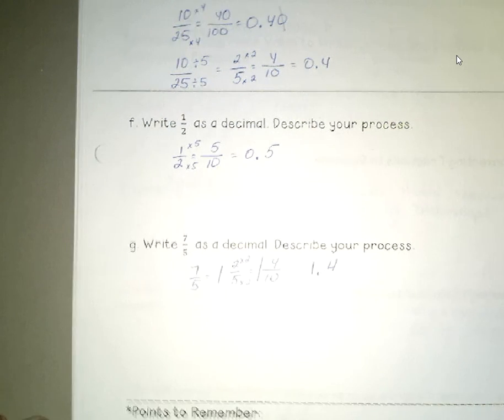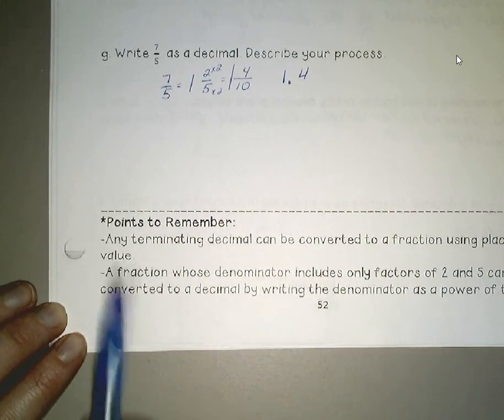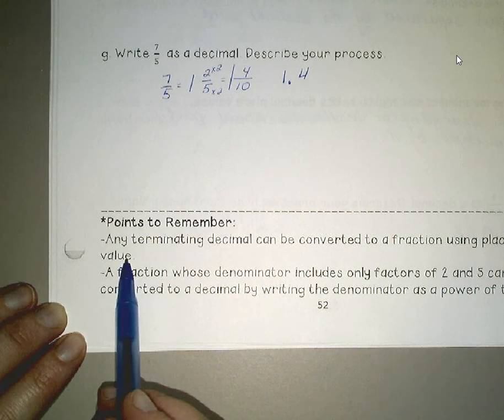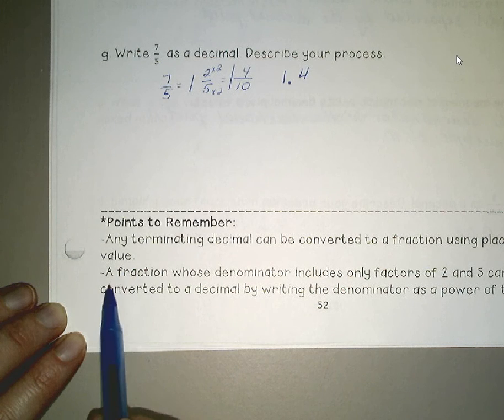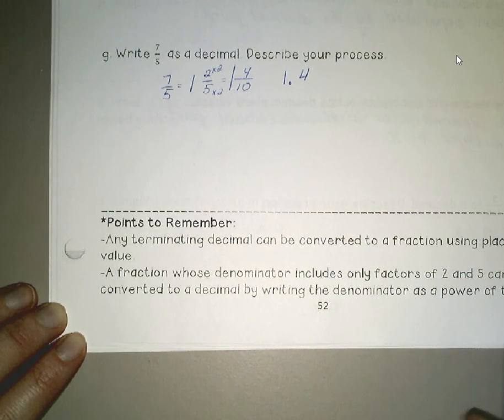Okay, so points to remember here. Any terminating decimal, and terminating is the decimal that ends, can be converted to a fraction using place value. Every single one. And a fraction whose denominator includes only factors of 2 and 5 can be converted to a decimal by writing the denominator as a power of 10.